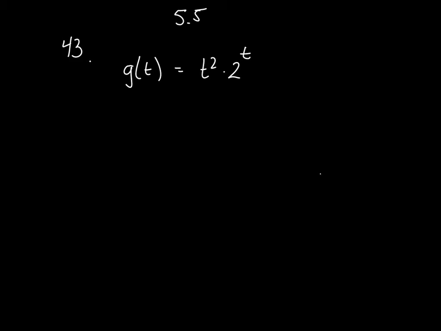This is an example of the product rule. So we'll let v equal t squared. The derivative of that would just be 2t. And then over here, that's u. So that's going to be 2 to the t. And then u prime is equal.